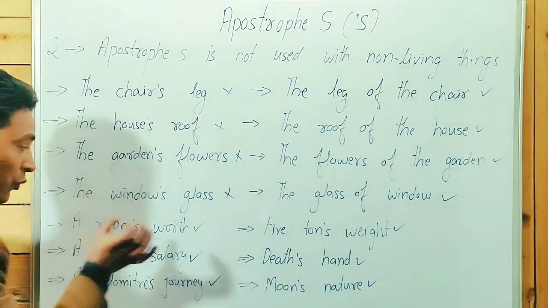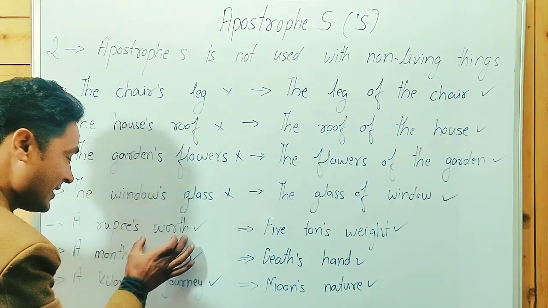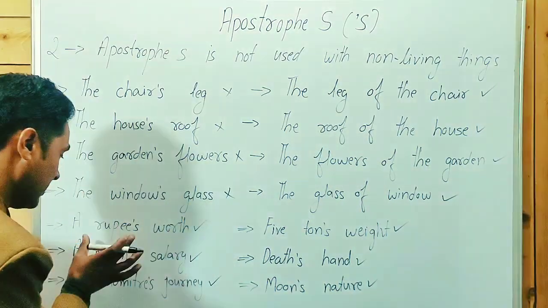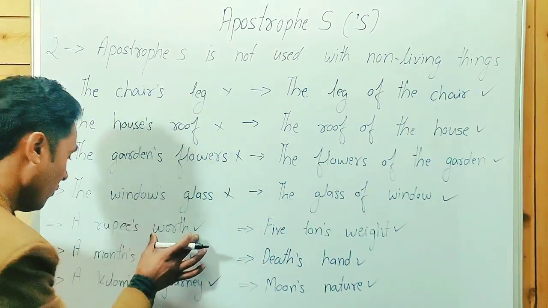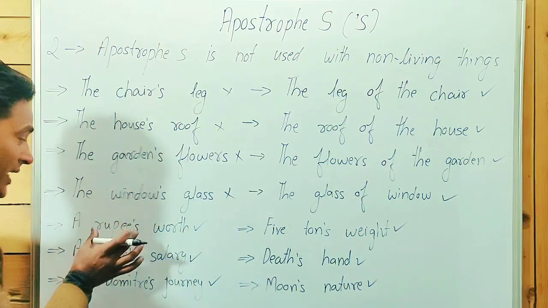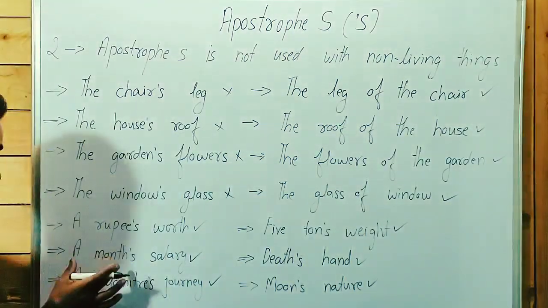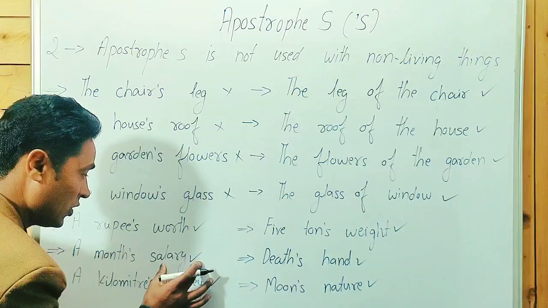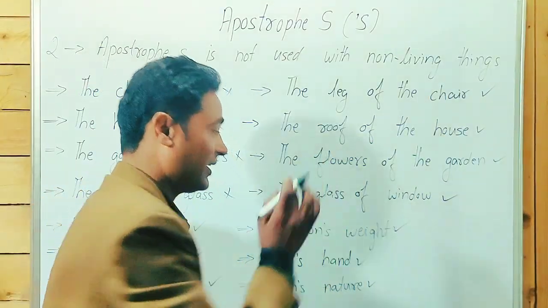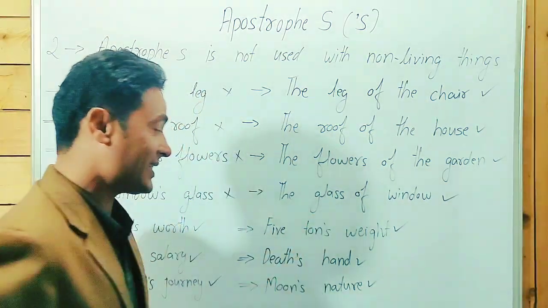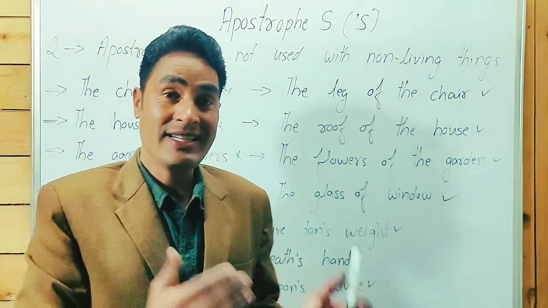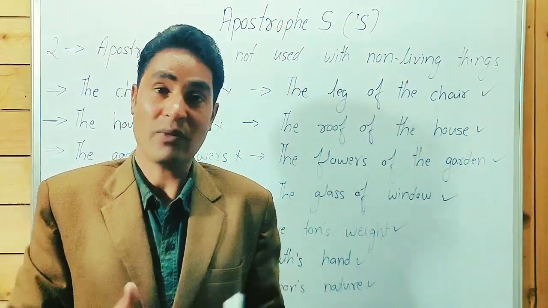Guys, point to be noted, a rupee's worth. This phrase shows amount, worth, a rupee's worth, 5 rupees' worth, not rupees. We will learn why in the next. A month's salary, amount, a kilometer's journey, distance, 5 tons' weight. We talk about weight, that's hand, personified noun. Moon's nature, personified noun. Yesterday's, nature's law, personified noun.